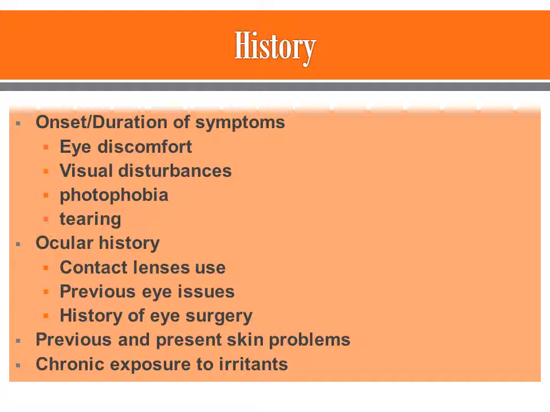So think about what you need to ask in your history of present illness, as well as what you need to ask in your review of systems of the eye. And the review of systems is looking at what they have had previously in regards to the eye.